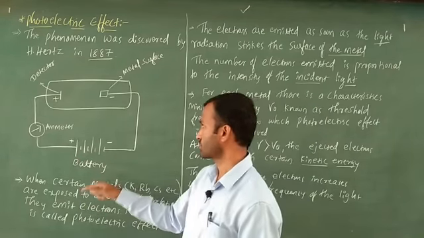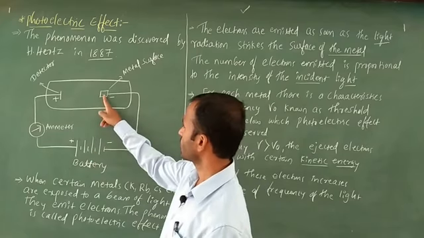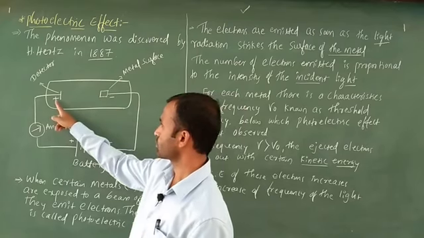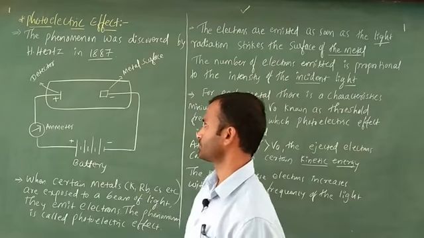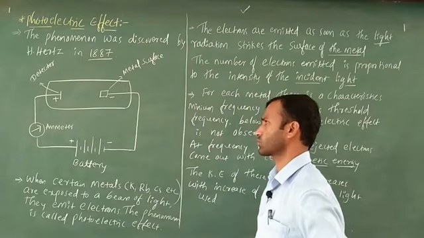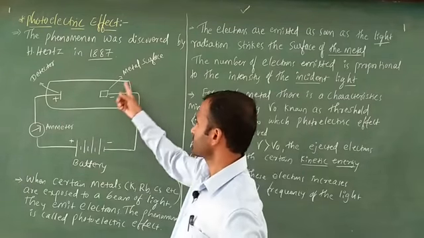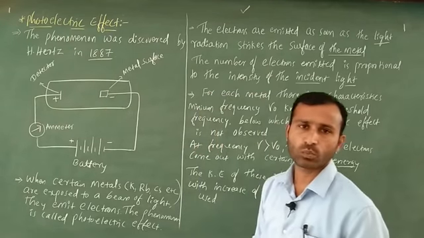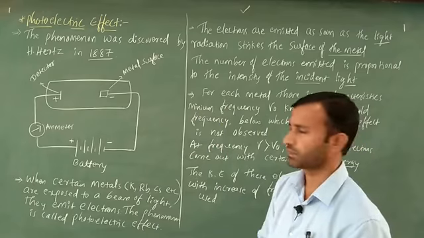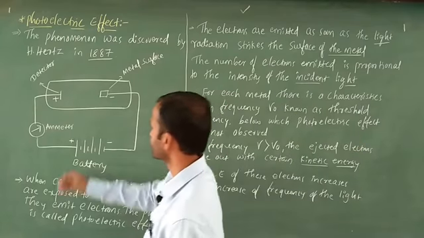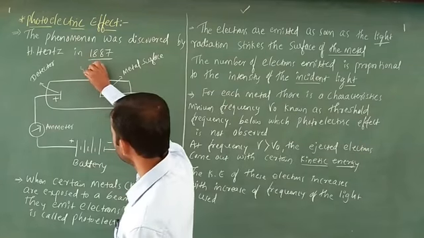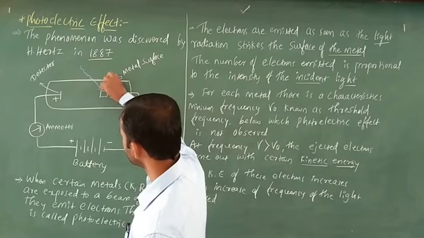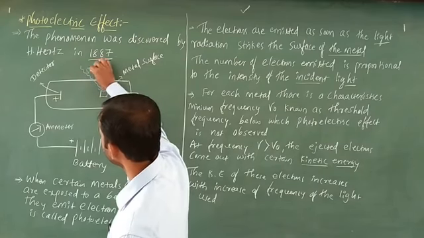Here is the metal surface. Here is positive, here is negative. They use electrodes. The metal surface may be potassium, rubidium, or cesium. Next, what happened? The light falls on this metal surface. This indicates the light.